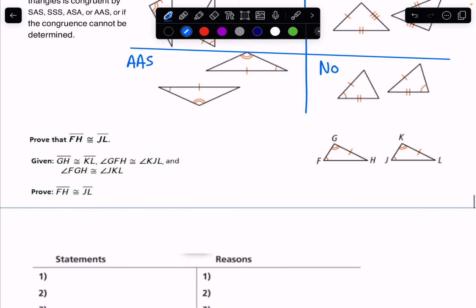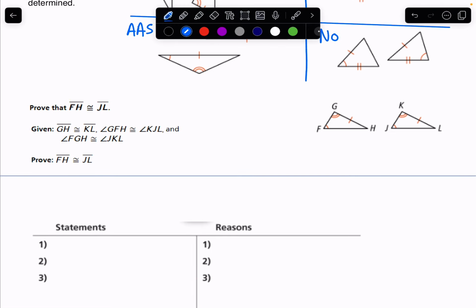All right, got a proof to do here. We want to prove that side FH with no markings is congruent to side JL with no markings. And of course, in all of our problems this chapter, we're thinking, hey, if I'm making this proof, I'm probably going to need to show that these 2 triangles are congruent first. Then, once I know that, I can continue on to proving that a specific piece of those triangles is congruent. And you might already be understanding what theorem we might need to use for that. So we'll start our proof.